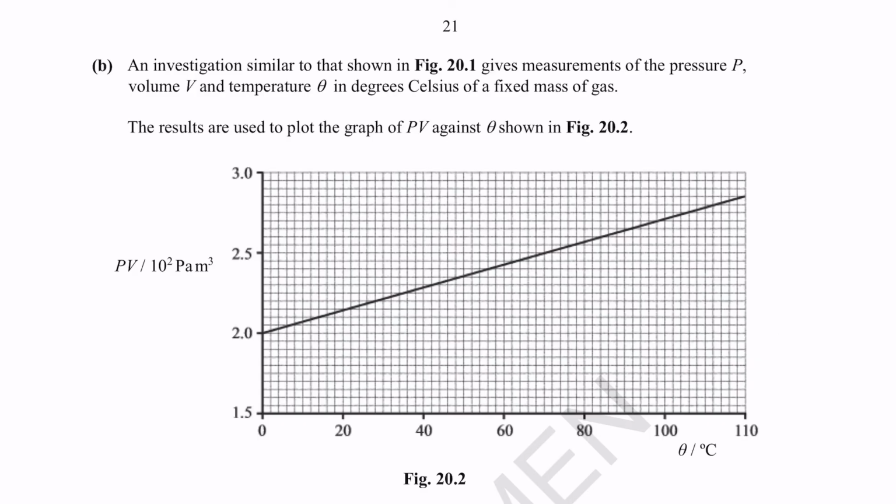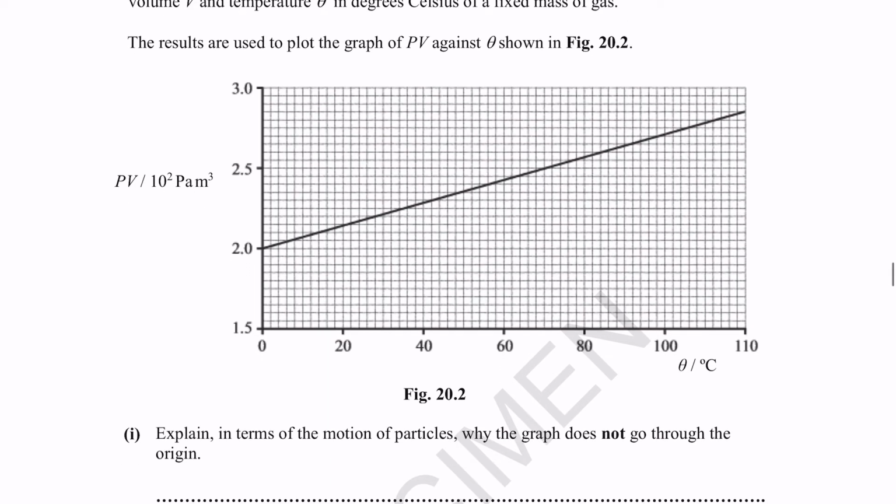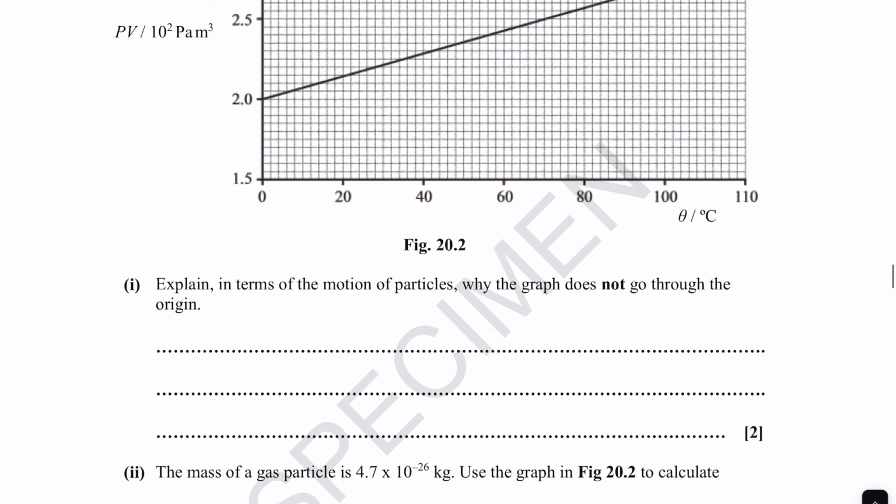Part B says an investigation similar to that shown in figure 20.1 gives measurements of the pressure P, volume V and temperature theta in degrees Celsius of a fixed mass of gas. The results are shown to plot the graph of PV against theta, and we need to explain in terms of the motion of the particles why the graph does not go through the origin. Well, that's because at 0 degrees Celsius, the particles still have some kinetic energy, so they are therefore still moving.